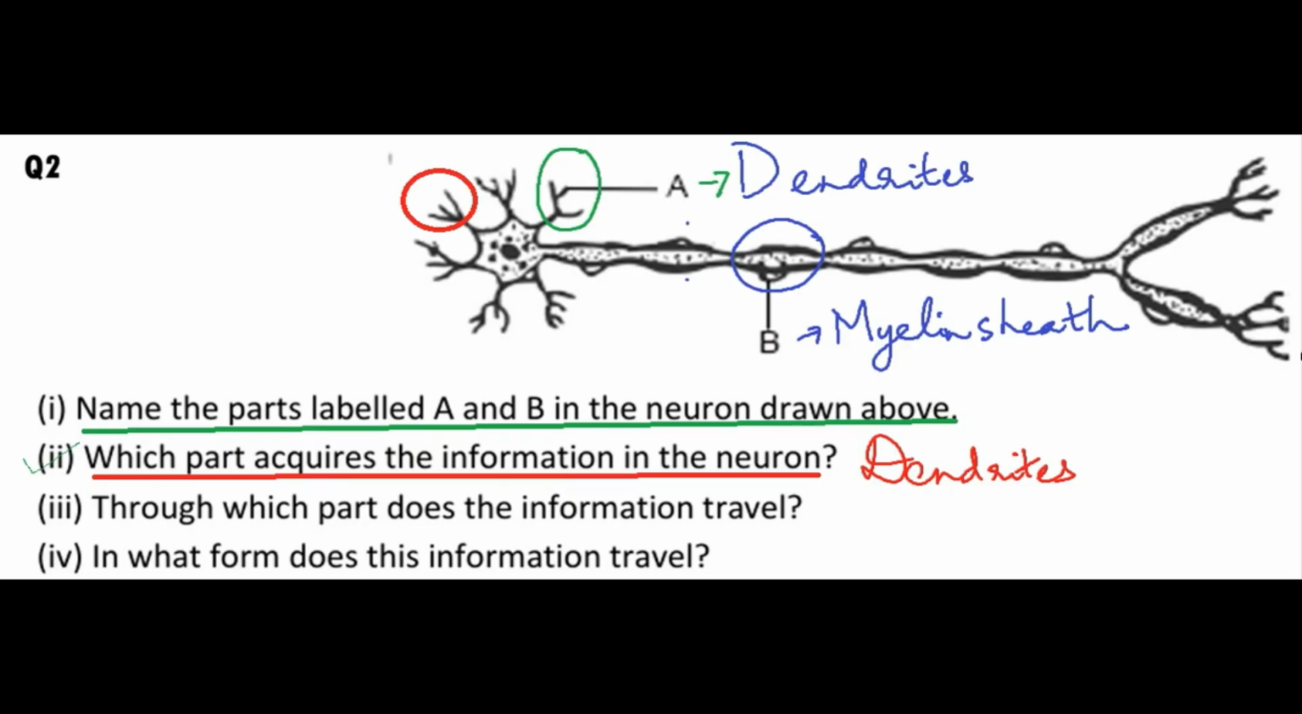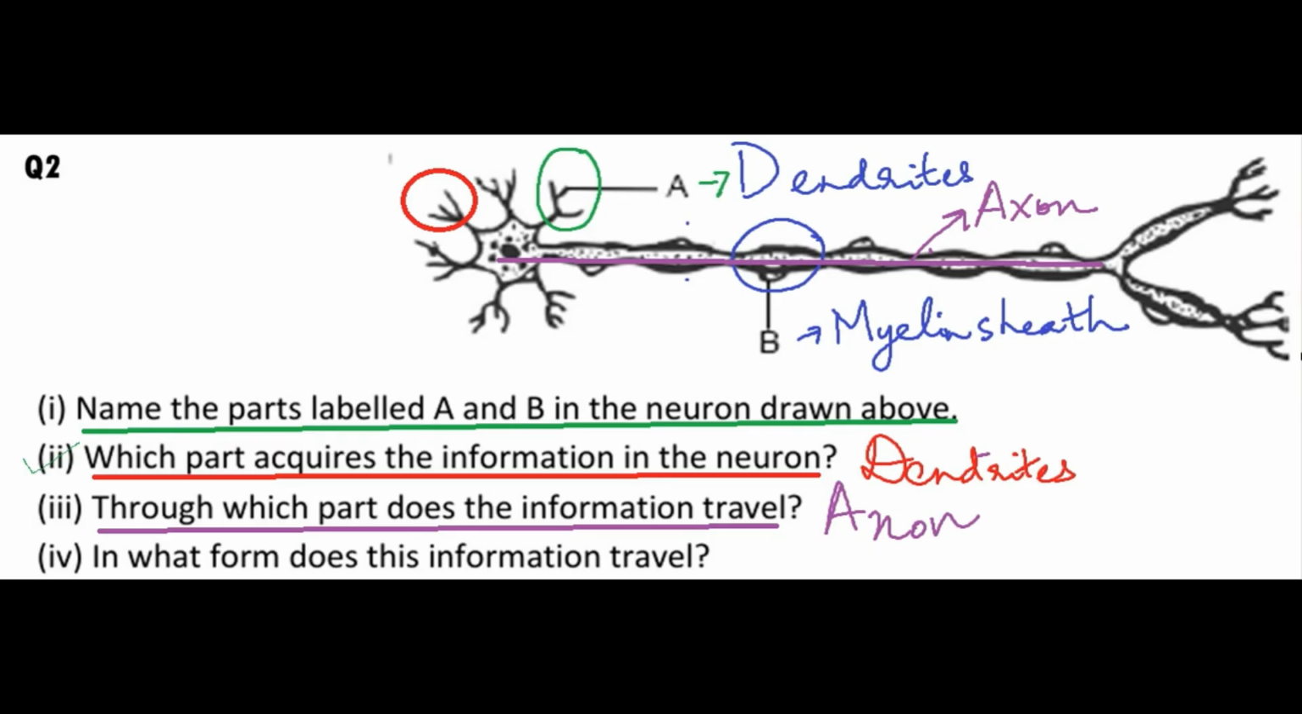Third part of the question is: through which part does the information travel? After the dendrites receive the messages, it passes through the cyton area or cell body, and then it goes through the axon. So this part is called axon. We label that as axon. So it is through this part that the information travels.